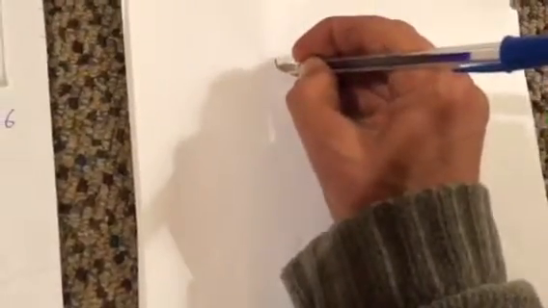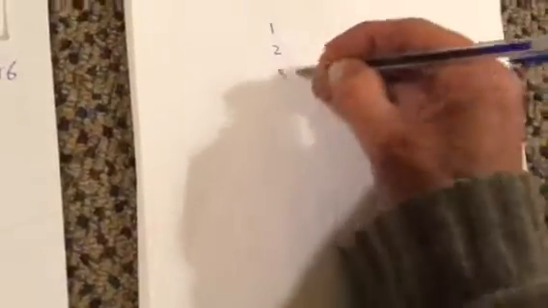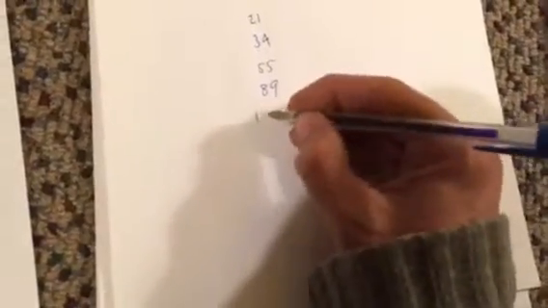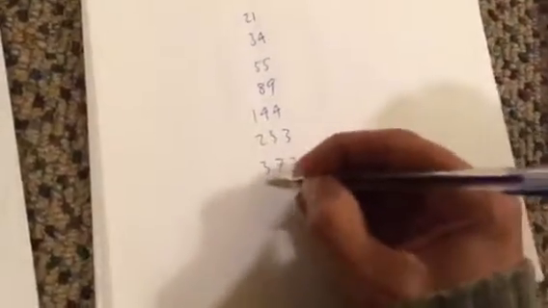Well, quite simply, you're going to have a 1, a 2, a 3, a 5, an 8, a 13, 21, 34, 55, 89, 144, 233, 377, 610, 987. And that pattern repeats all the way through this.